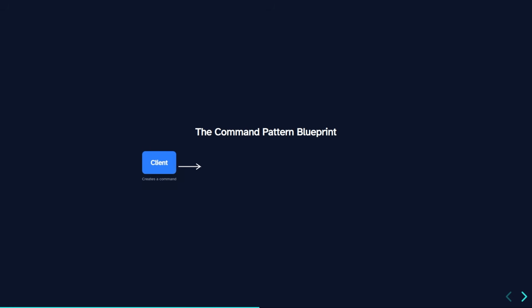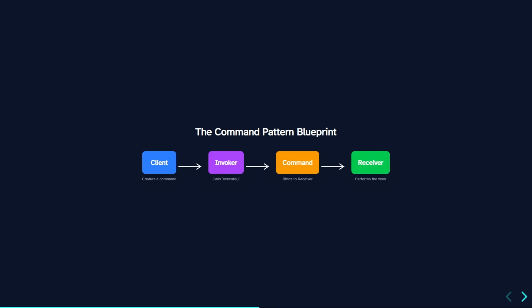First, the client, which is the part of our app that needs something done. Instead of talking to the business logic directly, it creates a command and gives it to an invoker. The command object itself contains all the information needed to perform the action. And finally, the command knows how to talk to the receiver, the object that actually does the work. See the beauty of this? The invoker has no idea what the command does or who the receiver is. It's completely decoupled. So, how does this look in our code?